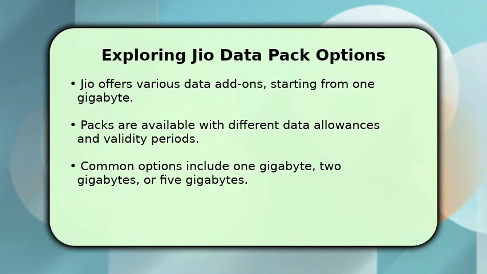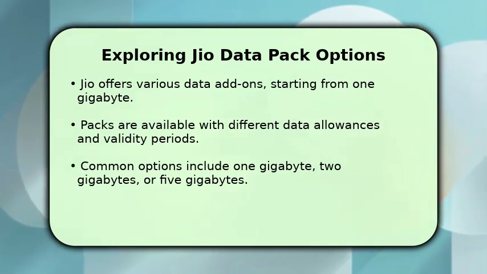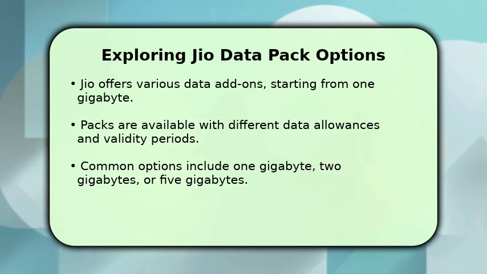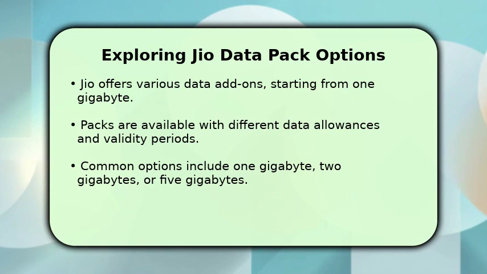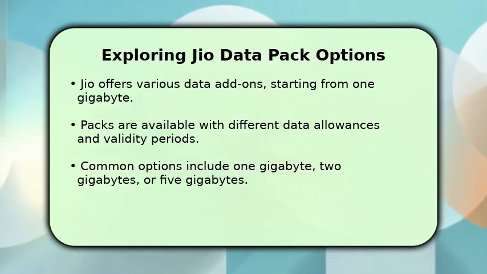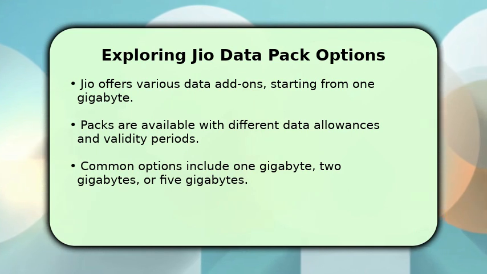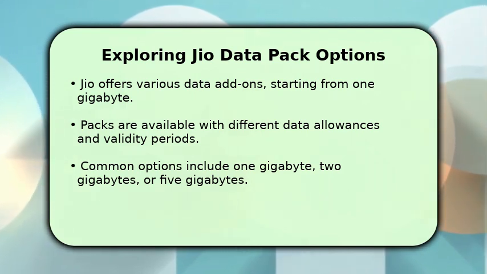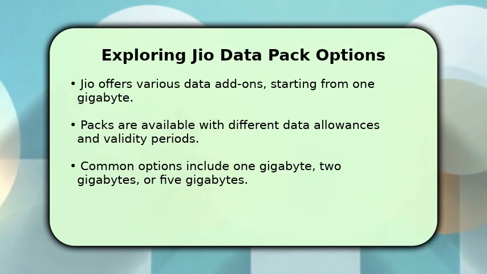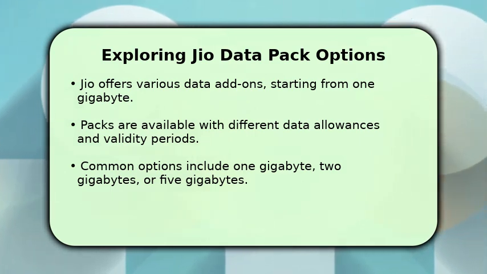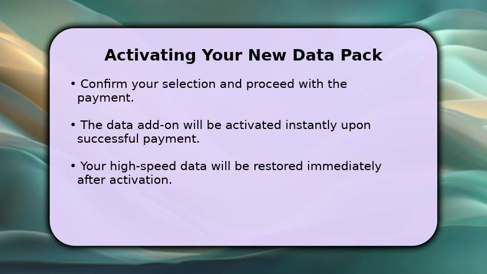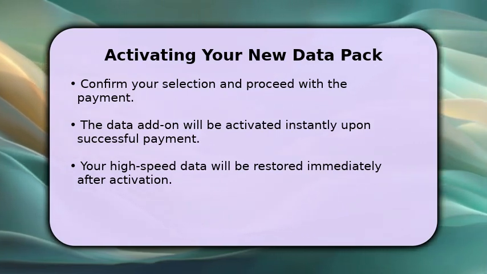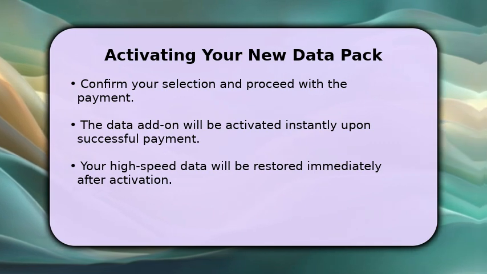Geo provides a range of data add-on options to suit different usage patterns. You can find packs starting from as little as 1 gigabyte, going up to much larger allowances. These packs come with varying validity periods, some lasting until your current plan expires, while others have their own specific duration. Carefully review the available options, considering both the data amount and the cost, to pick the best value for your needs. After selecting your preferred data pack, confirm your choice and complete the payment process through the MyGeo app.